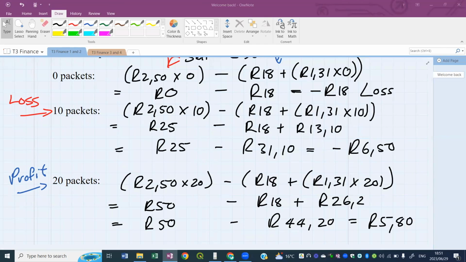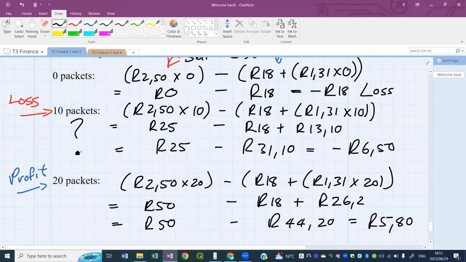Right, I was just doing the calculation for 30 packets. All right, you can go ahead and do that and tell us how much profit. So guys, it's somewhere between 10 and 20. How could we work it out? It's somewhere between 10 and 20.